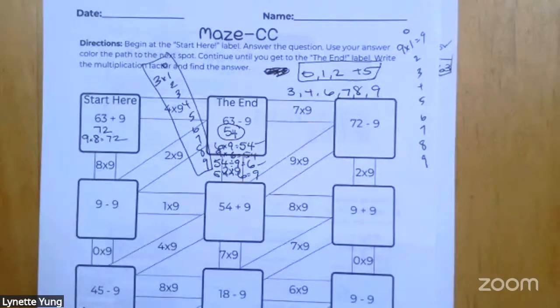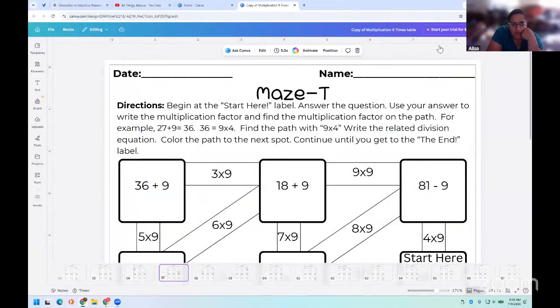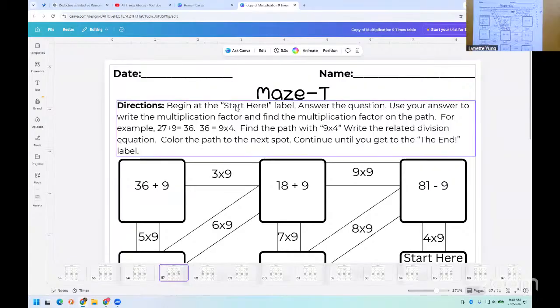So when I work on it, yeah, when I work on it. So like you were asking about the instructions. Yeah, so I think this would be the instructions.